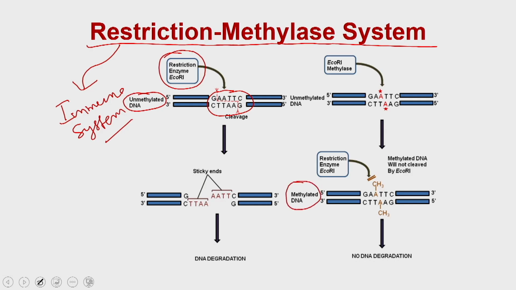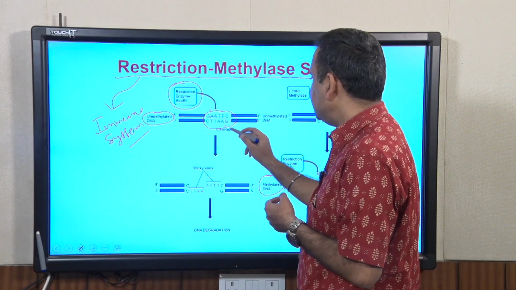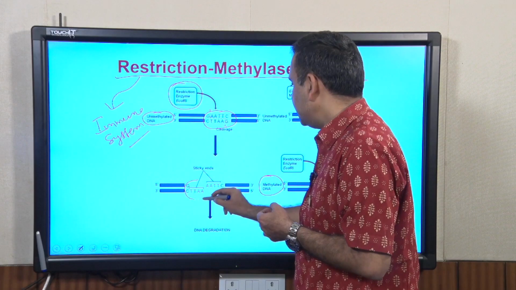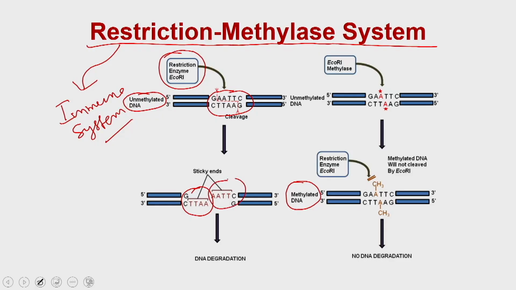If the DNA is unmethylated, which means that this particular DNA is not going to belong to that particular organism, and if the system sees an unmethylated DNA, the EcoR1 is going to cleave this DNA and will generate the sticky ends. So, by doing so, it is actually going to break the external DNA into DNA fragments.